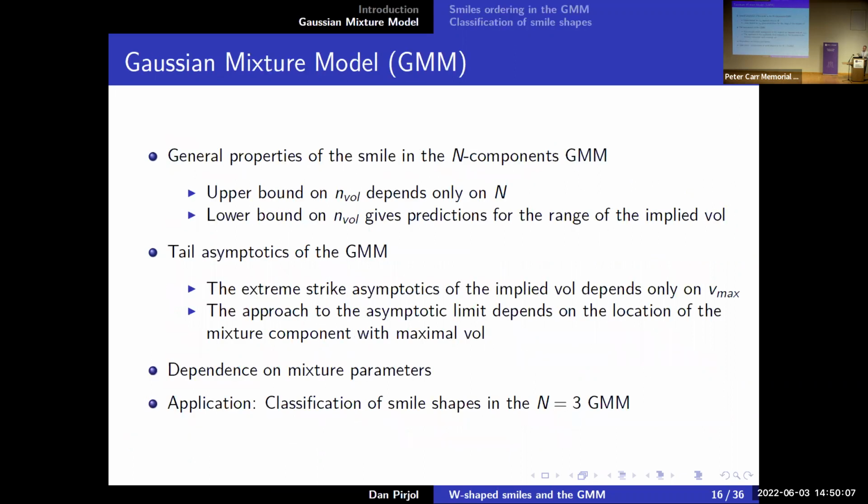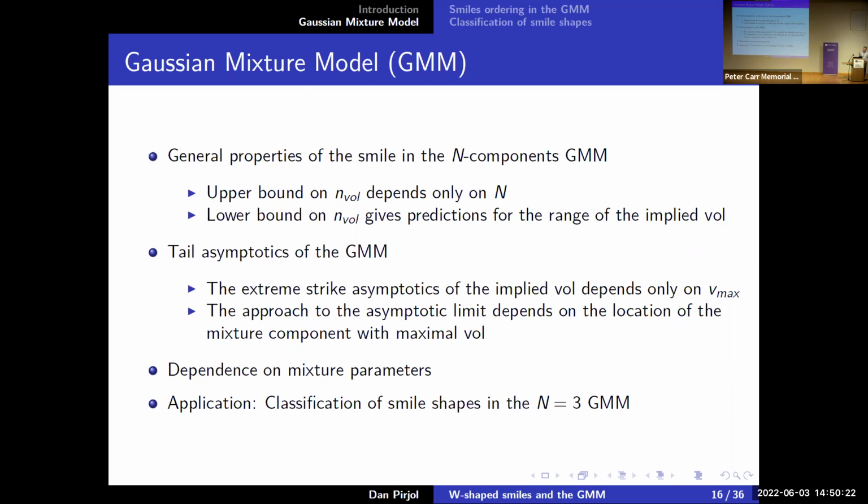Now here we can make more definite predictions. This is a summary of the results. I'll not have time to go through all of them, but you can see them in the paper. So I'll go briefly through all these points.